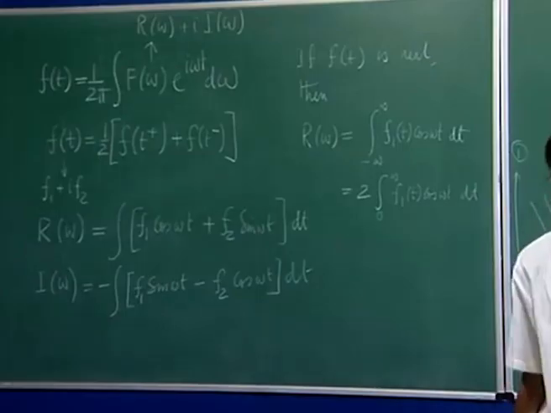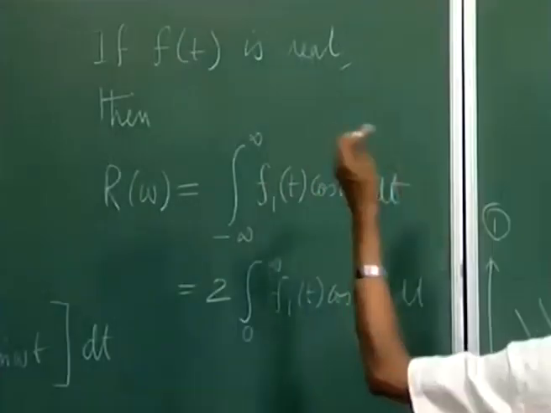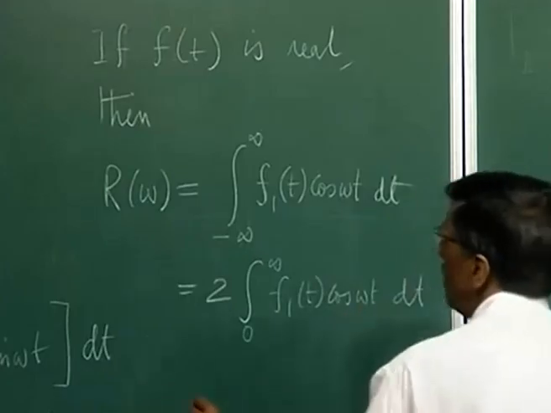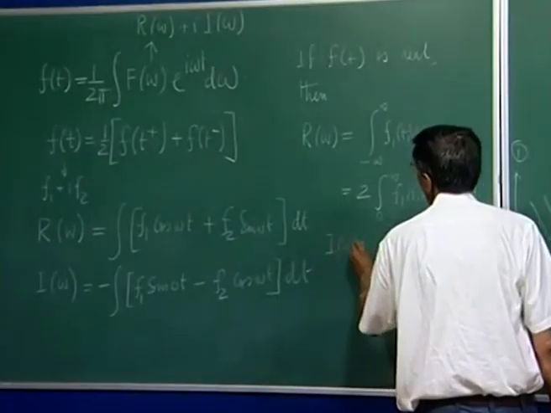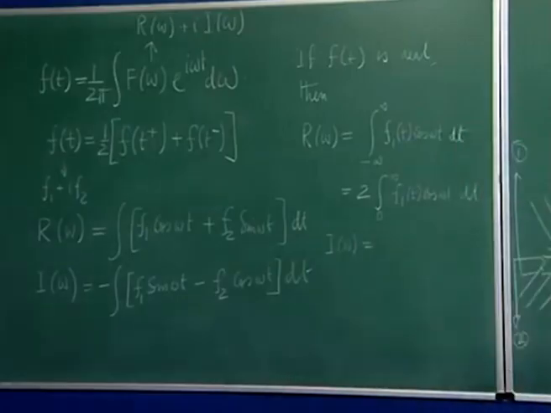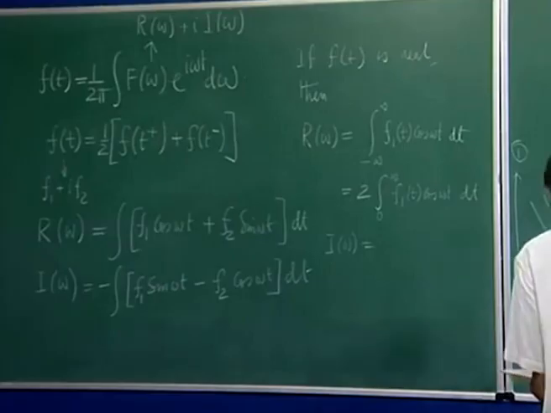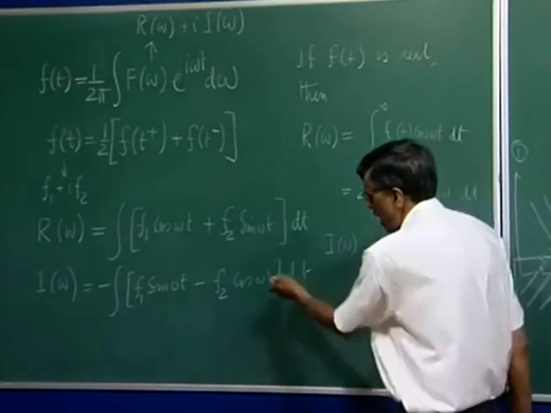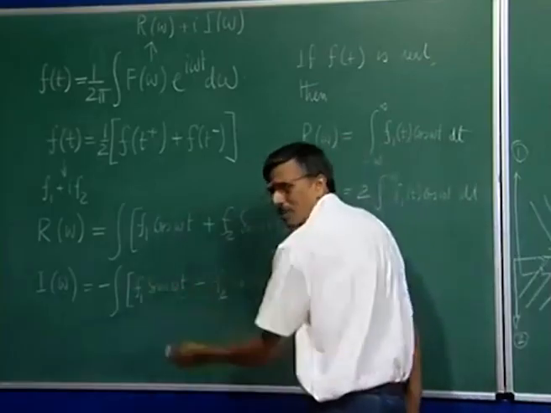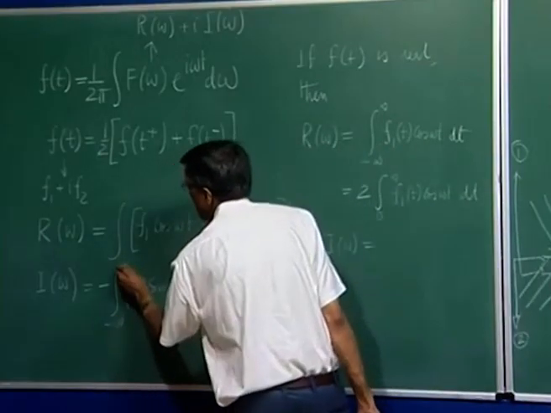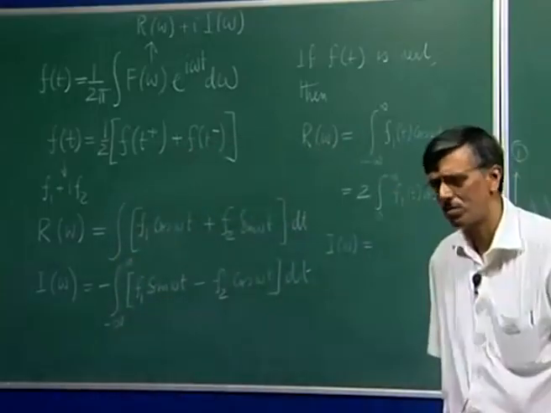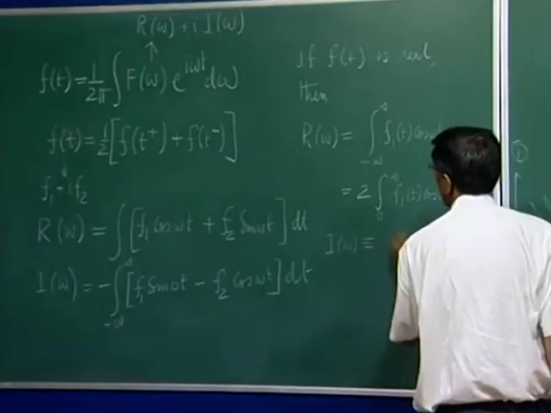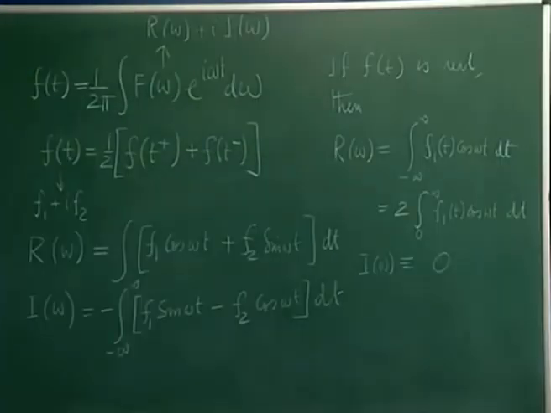So, whenever you can write it like this, you call this a cosine transform. The same way one can obtain the value of I of omega. What happens to I of omega? Of course, this part is gone, and this is an odd function, and I am performing the integral from minus infinity to plus infinity. So, the negative part will cancel the positive part. This will identically be equal to 0, right. So, we can make use of that property.